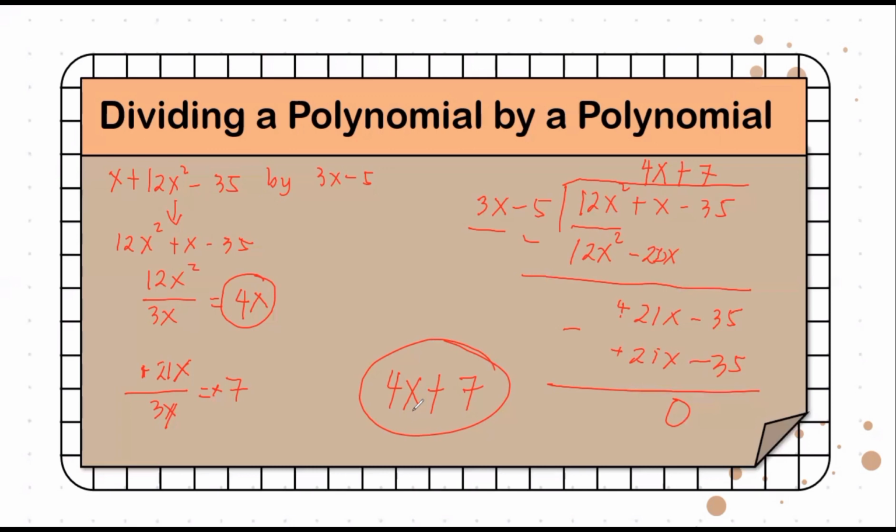The difference, together with the remaining terms, is the new dividend. And you have to repeat now the steps using the new dividend and the same divisor. Do this now until the degree of the remainder is less than that of the divisor, or when the remainder now is equal to 0. So that's all for dividing polynomials or the division of polynomials.